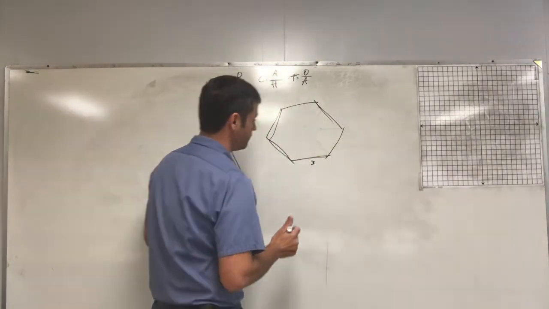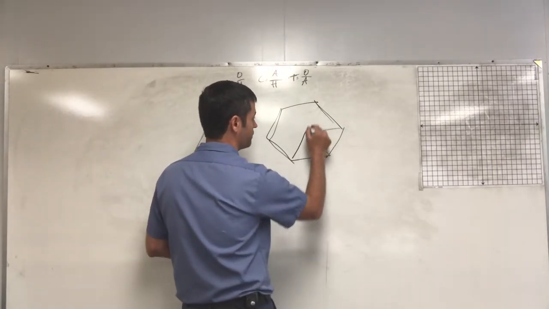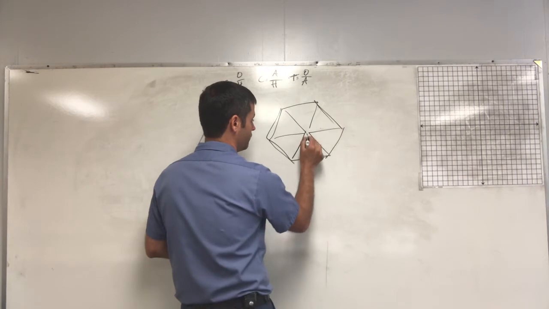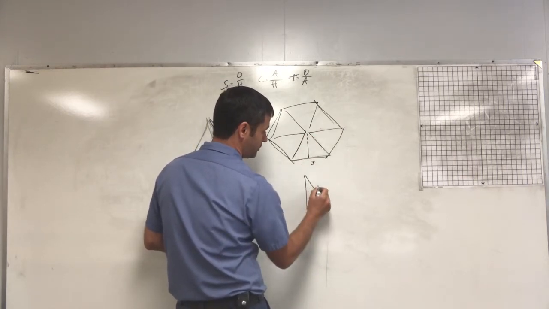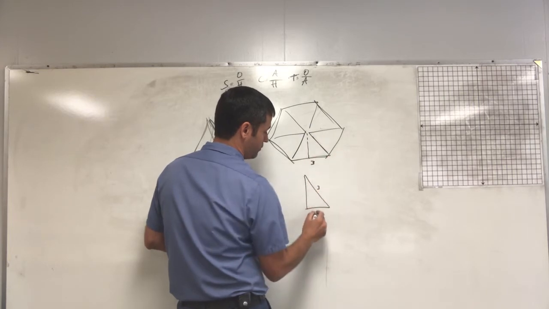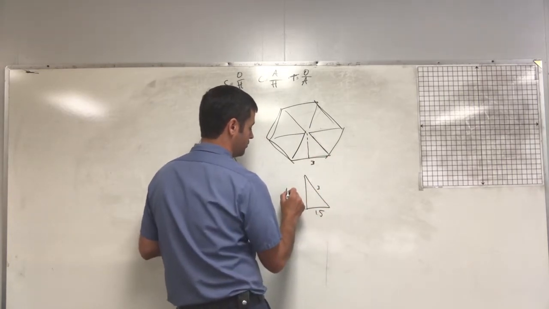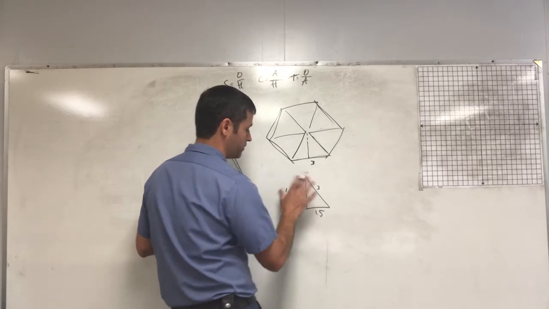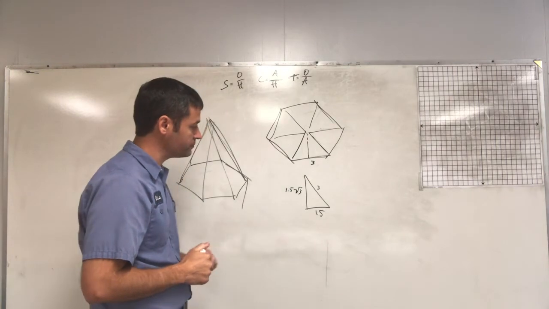Here we are, the same problem. Now we have a side length of 3, and this is a hexagon, so it's a regular hexagon. You got to know this length right here, so take this triangle out. Now your 3 is up here, and your 1.5 is right here. So now it's this weird number, 1.5 square root of 3, but that's okay, just leave it there for now. That is the length here, 1.5 square root of 3.